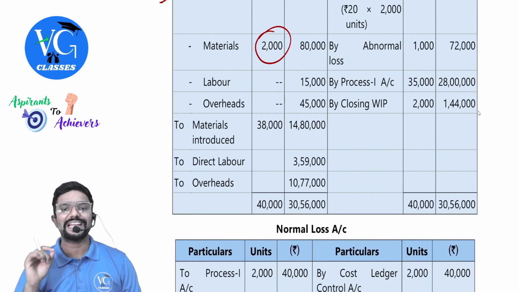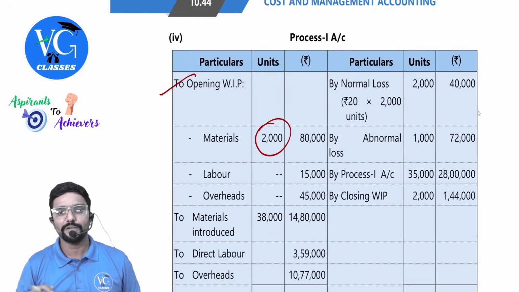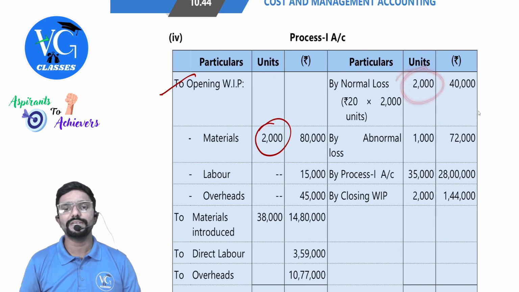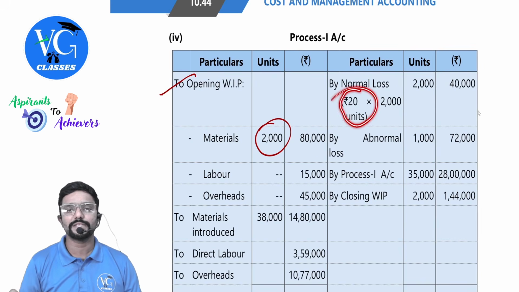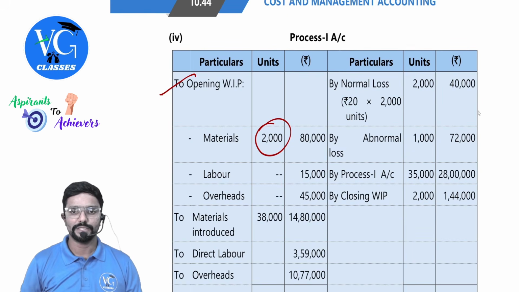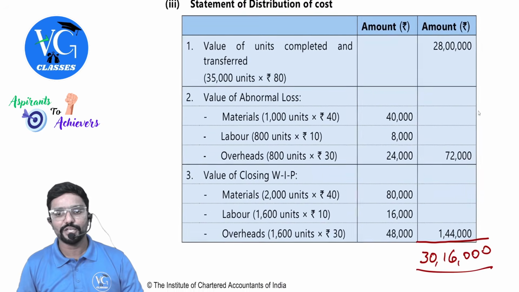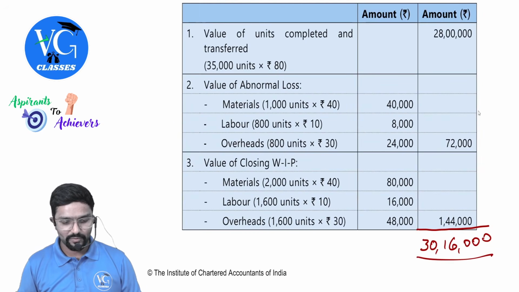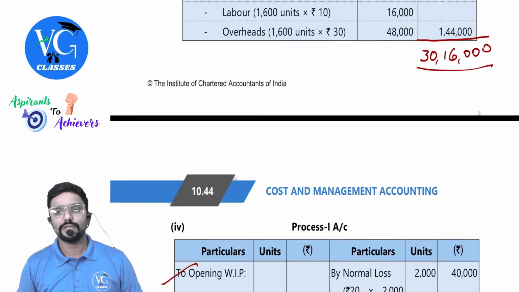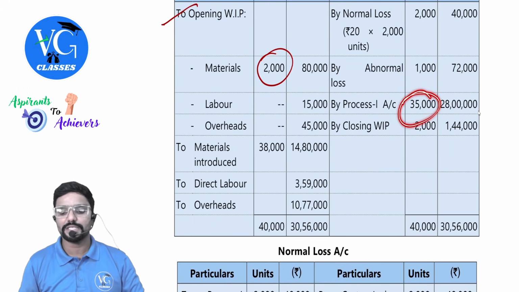The cost of it is 14,80,000. Then direct labor overhead cost incurred during the period. Coming to the normal loss, 2000 units normal loss is there. The scrap value of it is 20. So the scrap value of normal loss units is 40,000. Then coming to abnormal loss, 1000 is the actual units. Please take actual units here. 1000. Then what is the value of it? 72,000. Then coming to process one account, the output is 35,000.